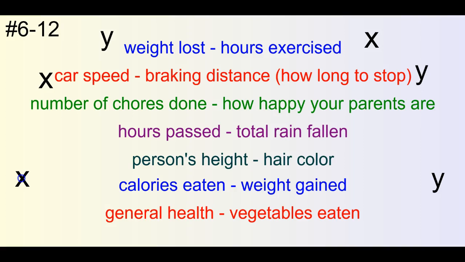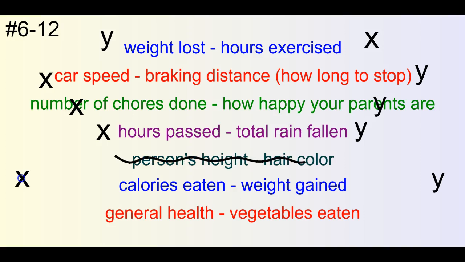Number of chores done, how happy your parents are. You control how many chores you do. The result is how happy your parents will be. How happy your parents are depends on how many chores you get done. Hours passed, total rain fallen. How long it's been is in control of the situation. How much rain you get overall would be the result or the outcome. How much rain depends on how long it's been raining. Person's height and hair color. This one's a trick question.